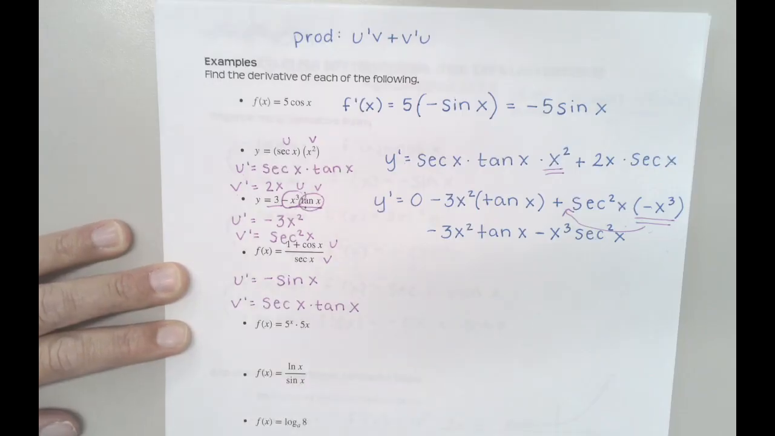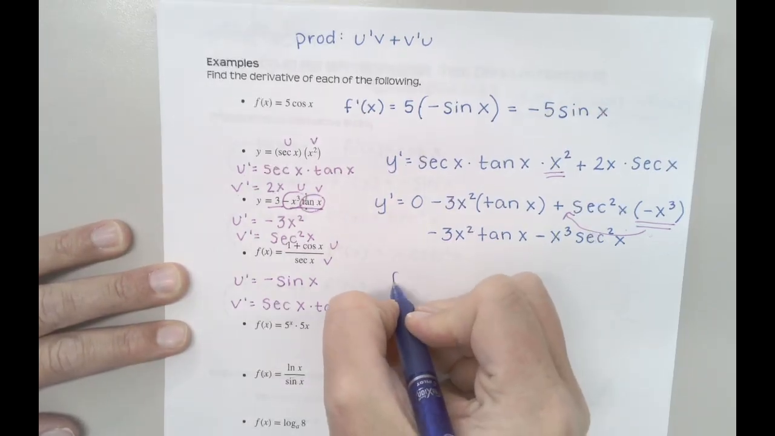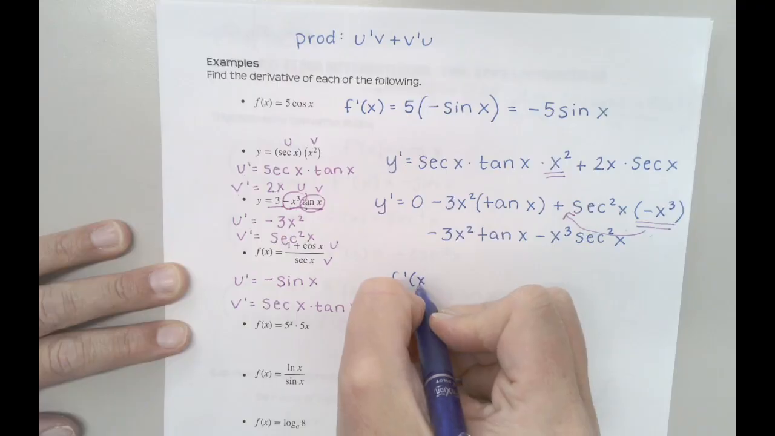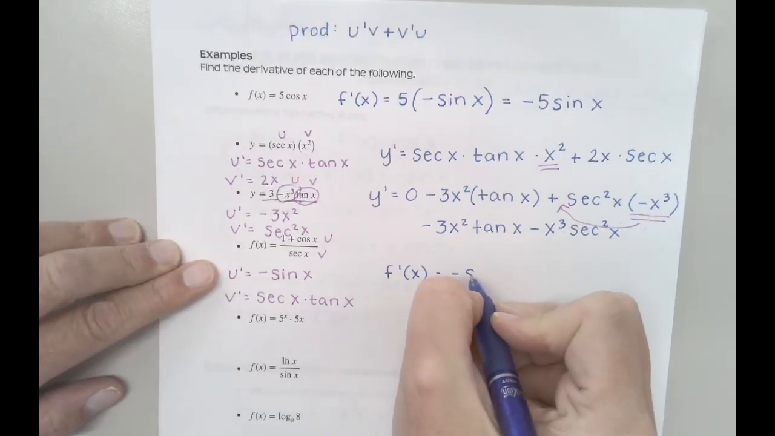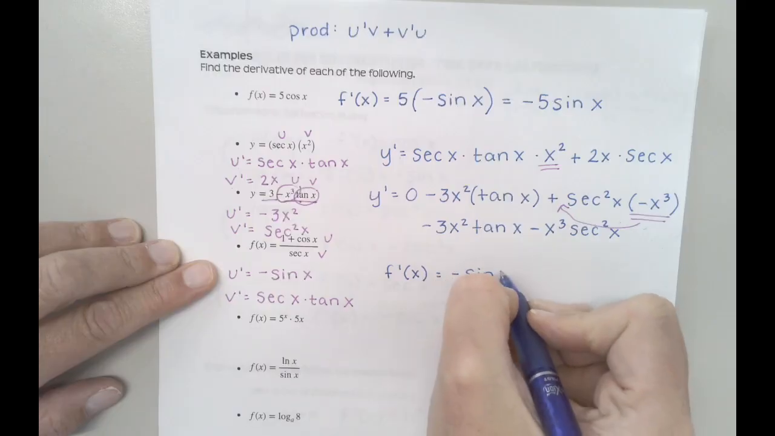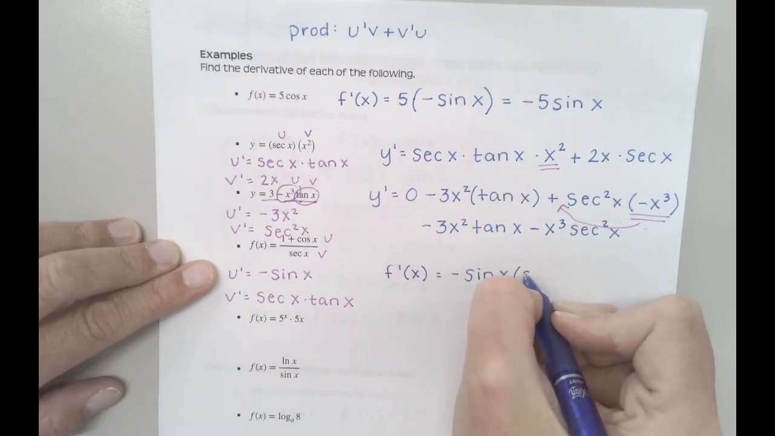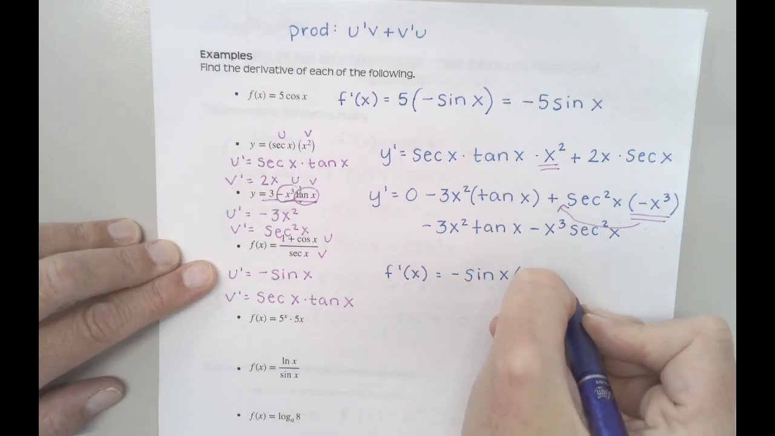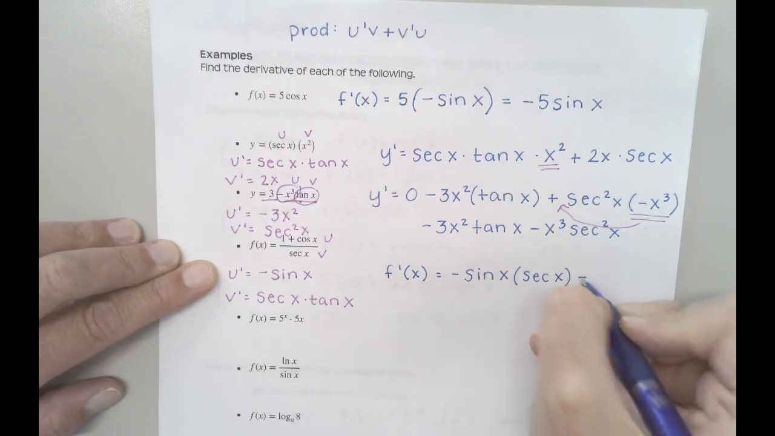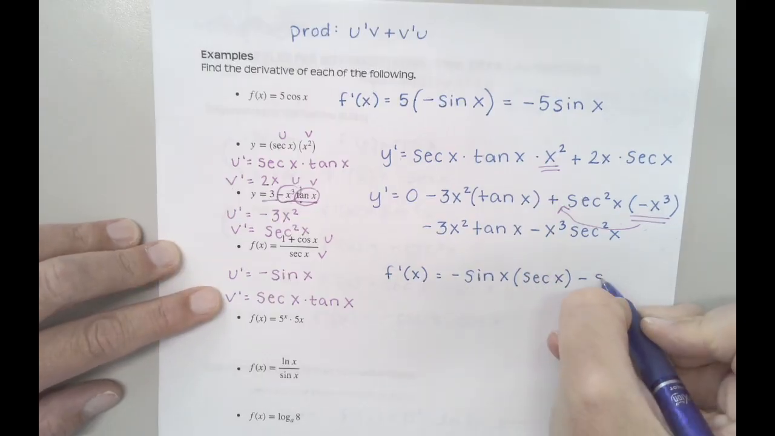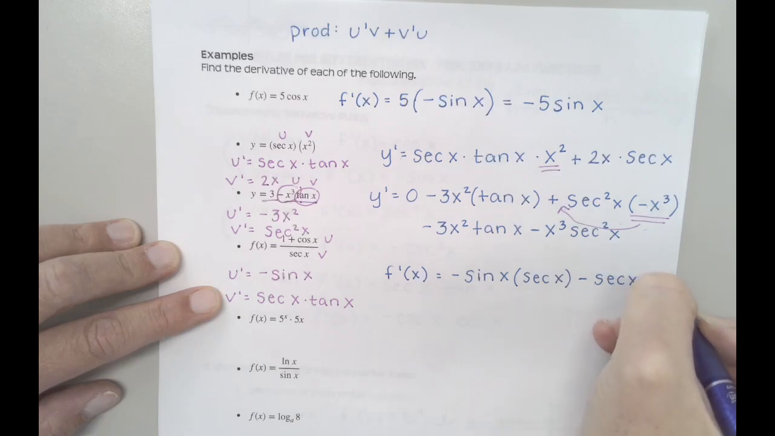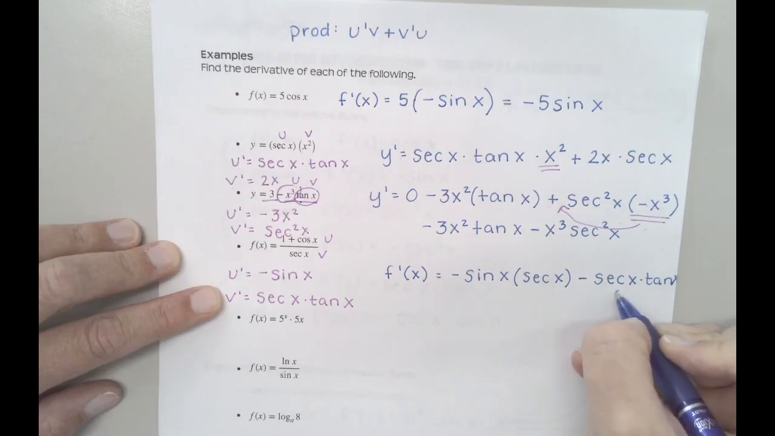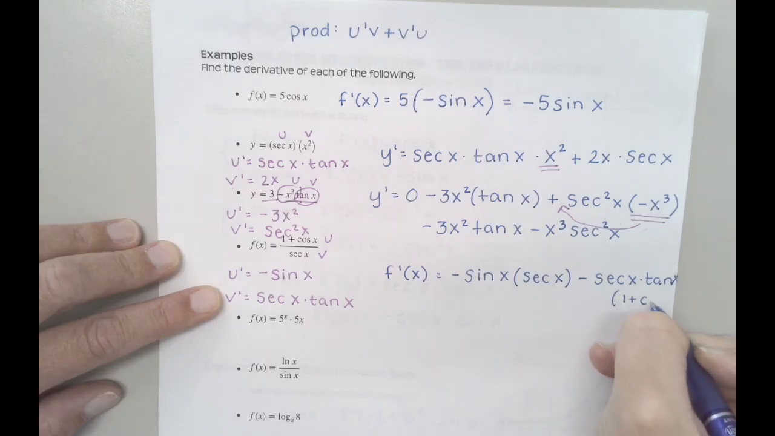Okay. So my derivative, f prime, is u prime times v, which is secant x, minus v prime, running out of room, times u, which would be 1 plus cosine x, sorry about that.